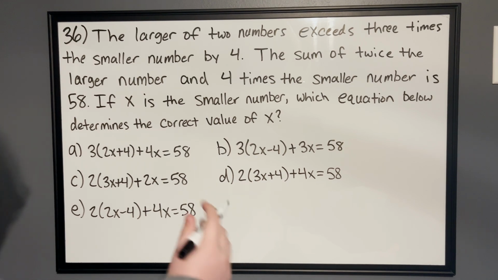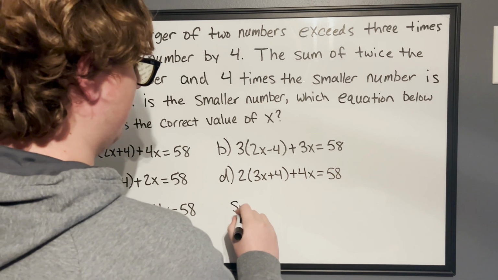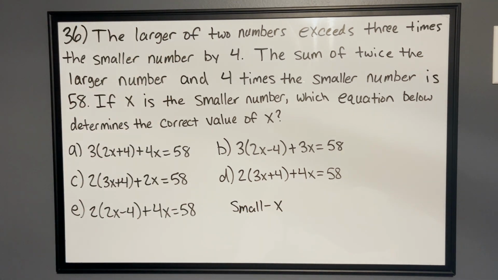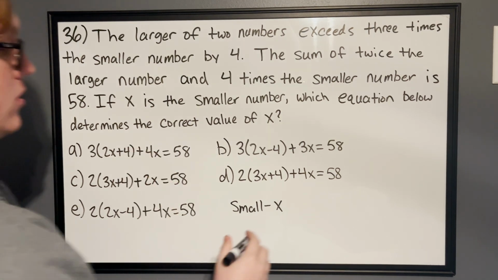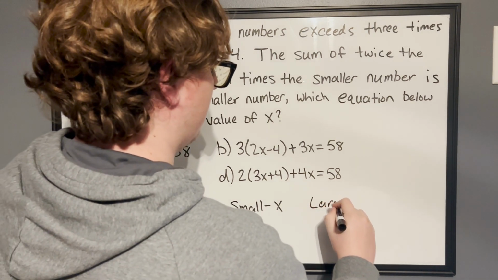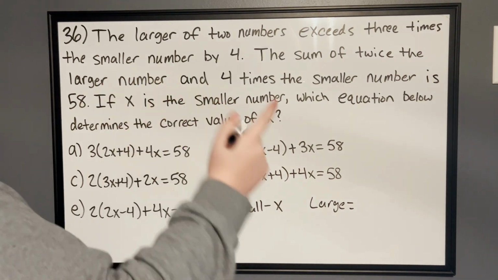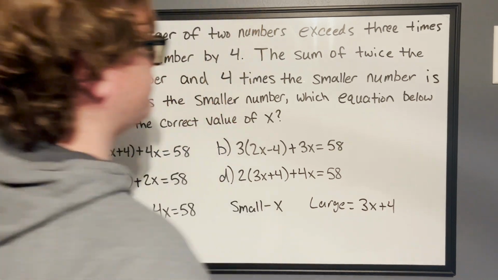So let's start out with noticing that the x is the value of the smaller number. So we have small is x. And it says that the larger of two numbers is 4 larger than 3 times the smaller number. So the large number is the same as 3 times the smaller number plus 4. That is 3x plus 4.